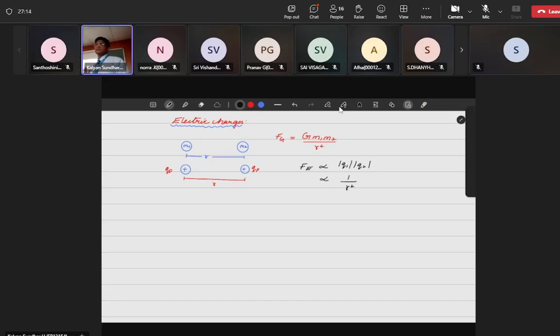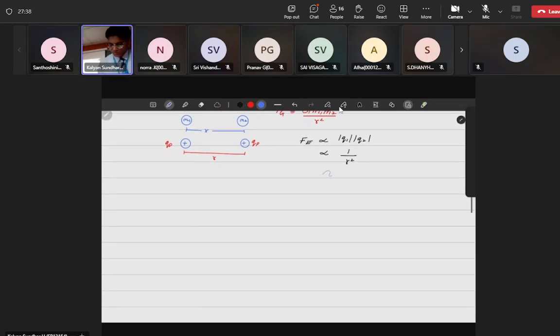Repulsion or attraction? Repulsion. So by gravity it has to be attracted, right? So there is a force which is much stronger than the gravitational force, which is called the electrostatic force, and this will be directly proportional to the product of your charges and inversely proportional to the square of the distance between them.